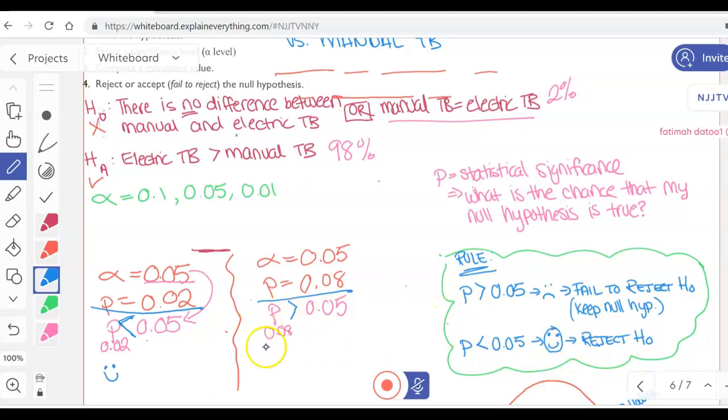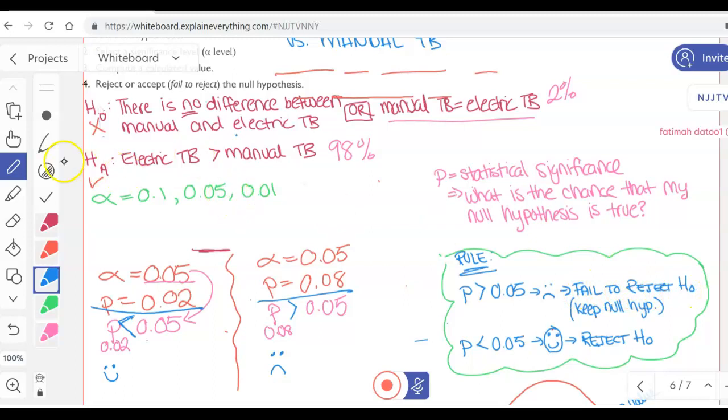What does this mean? We don't like it when p-value is big. We don't like it when it's bigger than 0.05. And that's what's happening here. So this means that we are sad. We are sad. And the reason why we're sad is because now we have to keep the null hypothesis. Or what they really say, we never say keep the null hypothesis, we say fail to reject. That's the proper terminology in stats. So fail to reject the null hypothesis.